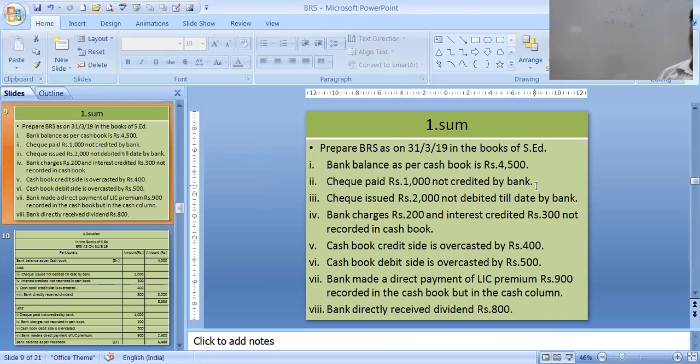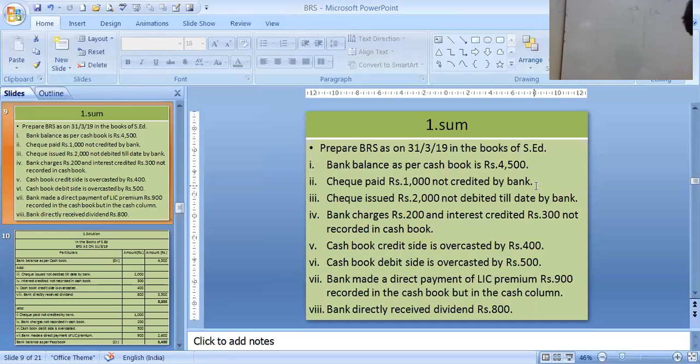Logically, the first step we have done. Now logically, plus minus. This is my cash book and this is my passbook. First one is: check paid rupees 1,000. Paid means deposited into the bank. Check deposited rupees 1,000, but the bank has not credited it. The bank has not cleared it. Bank credited means the bank will clear it. So we have deposited the check.